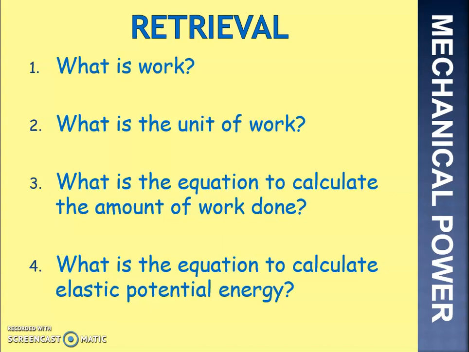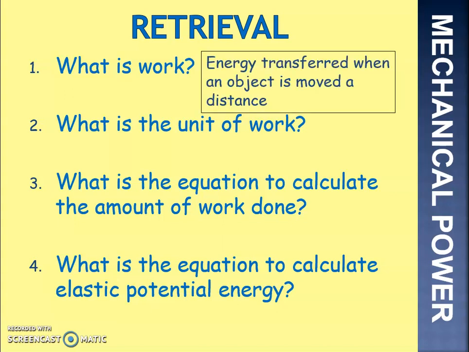Okay then, so question 1. What is work? Work is energy transferred when an object is moved a distance. So in science, physics, we'd always say that work done is equal to energy transferred. And generally when an object's moved a distance, we'd refer to that as work done. What's the unit of work? Well, work is energy transferred, so that would be joules.